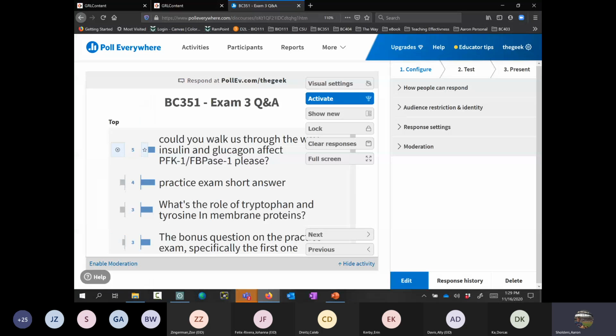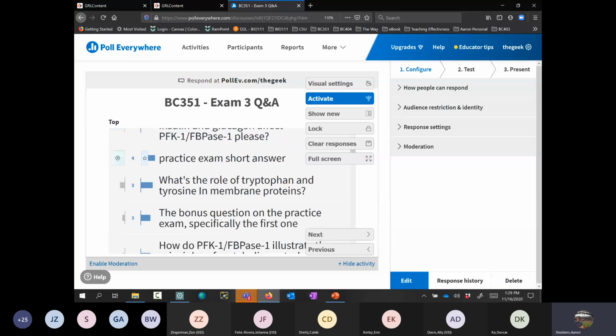Could you walk us through the way insulin and glucagon affect PFK, FBPase1? We just did that. We've done the practice short answer, or the practice exam short answer. Next one, what's the role of tryptophan and tyrosine in membrane proteins? Great question. Let's go ahead and jump to that real quick.